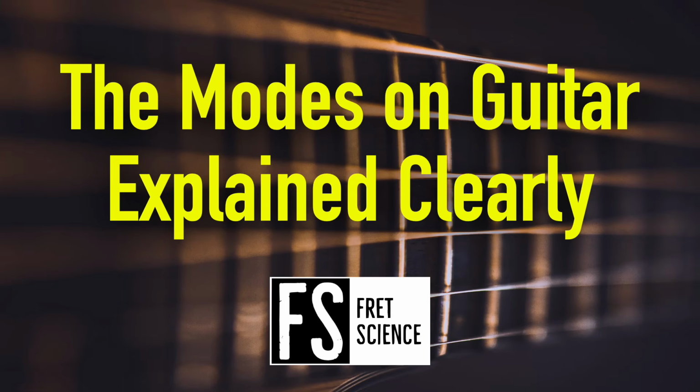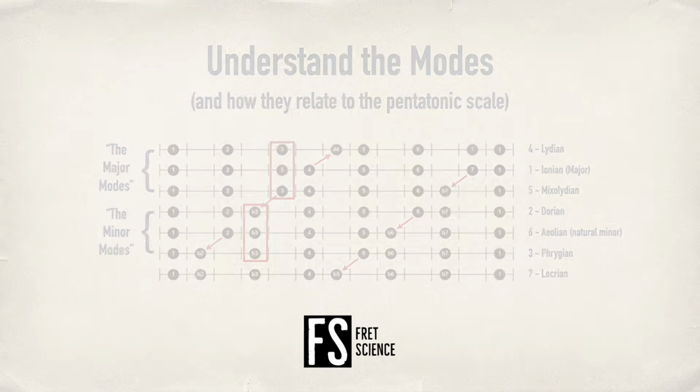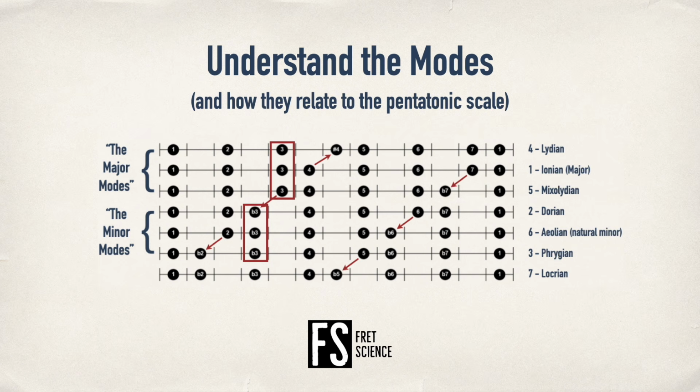The modes are essential building blocks for understanding music and for learning to fluently navigate the guitar fretboard. In this video, we're going to talk briefly about where the modes come from and how they relate to each other and to the pentatonic scale. And I'll explain how something called brightness ordering is a useful way to understand the modes.